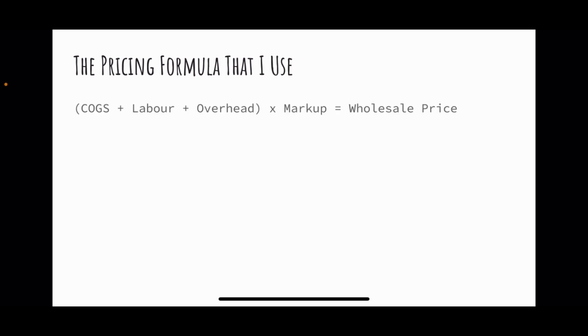So this is the formula that I use to price all of my products. It is COGS plus labor plus overhead times your markup equals your wholesale price. Then you take your wholesale price, you times that by another markup, and that is going to get you your final retail price. Now this will work for handmade products.